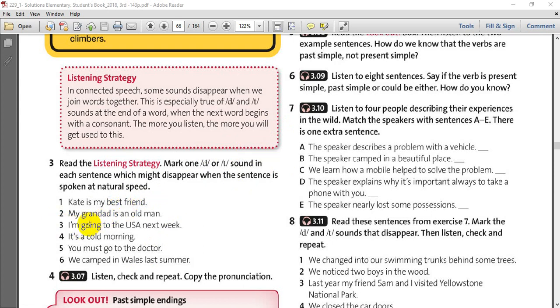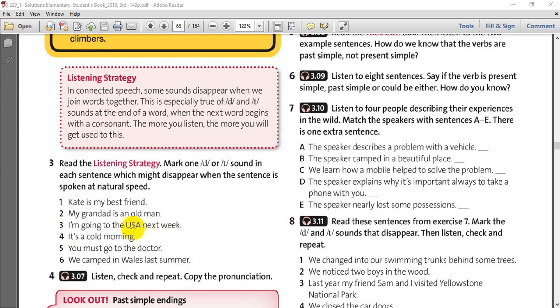Number 2. My granddad is an old man. My granddad is an old man. هي old man. نلاحظ أن حرف الدي حرف صامت. Old man. Number 3. I am going to the USA next week.